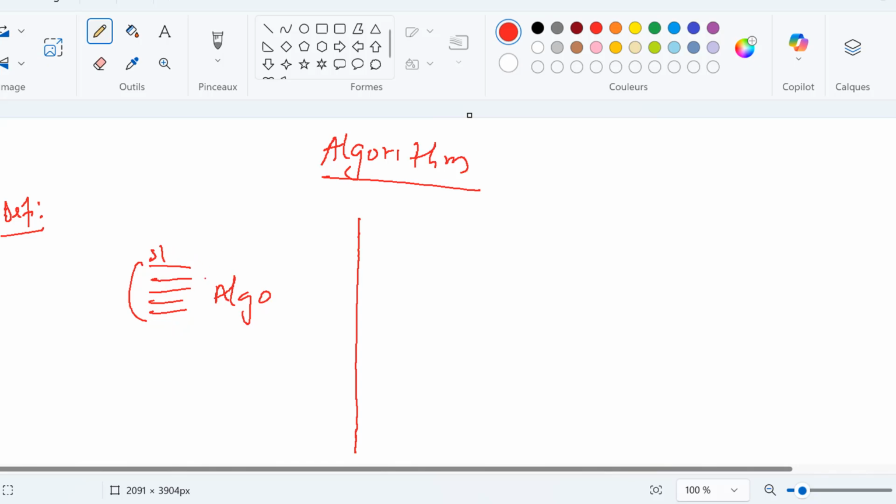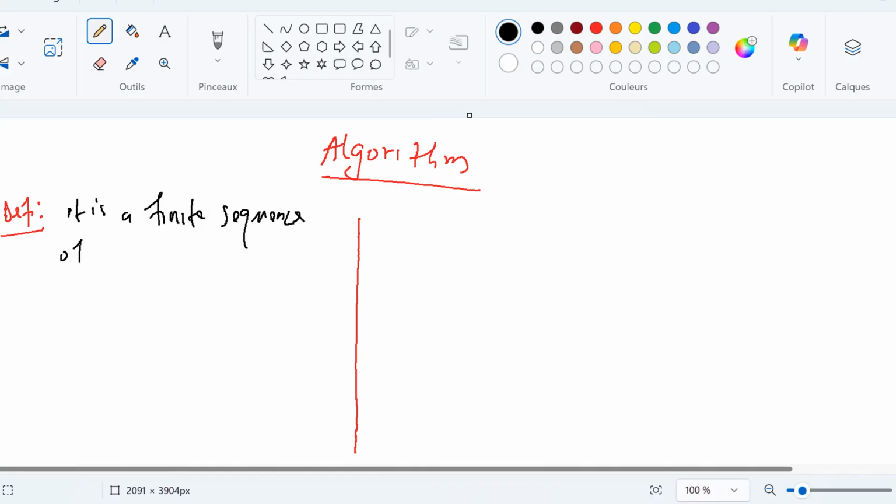So now if I'm defining algorithm, this is what I will say, because knowing the definition is very, very important. So an algorithm refers to what? It is a finite sequence of instructions used to solve a problem. So this is an algorithm: a finite sequence of instructions used to solve a problem.